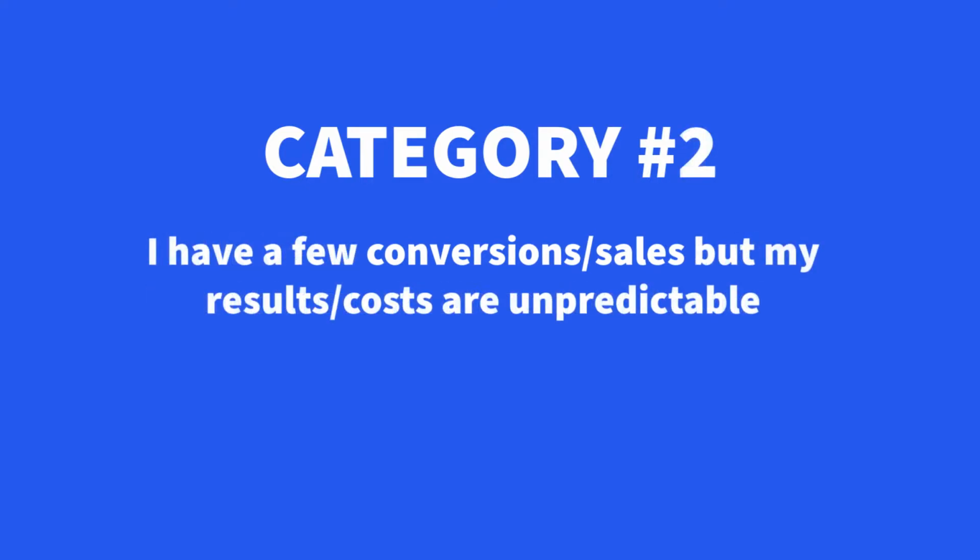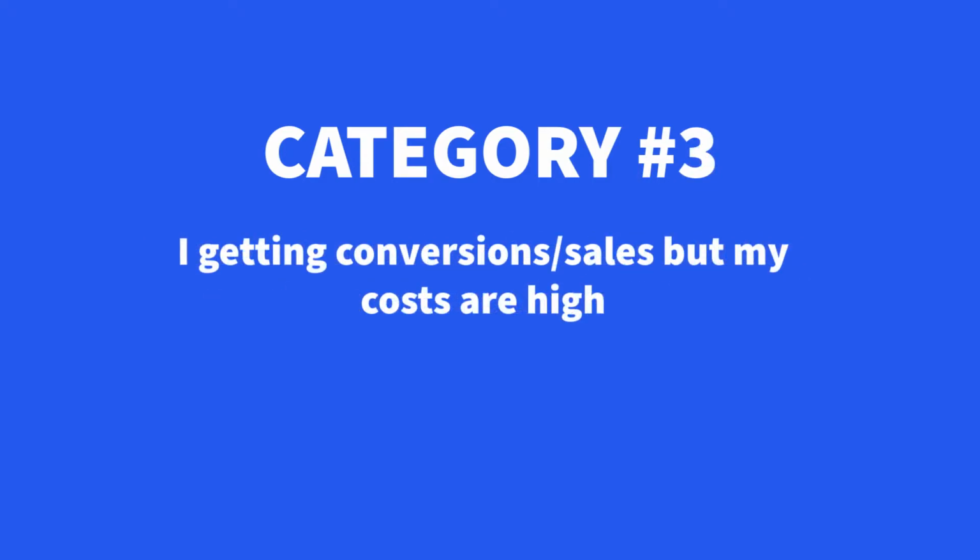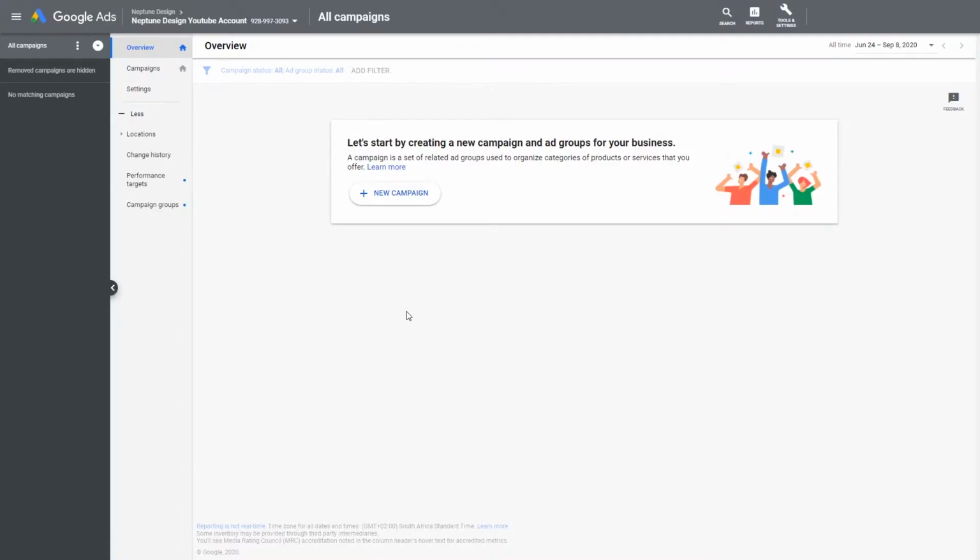Second category I'm going to talk about is somebody who's had a few conversions on their website already using Google Ads, but you're just not getting predictable results. So your results are all over the place and your costs are probably all over the place as well. And the last person I'm going to be talking to is if you've already got conversions and your problem is that your cost per click is way too high. So those are the three categories that I'm going to cover in this video. So stick around, it's going to be an interesting video.